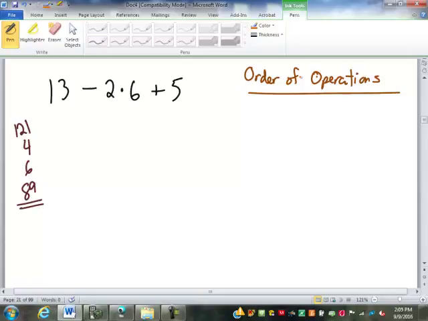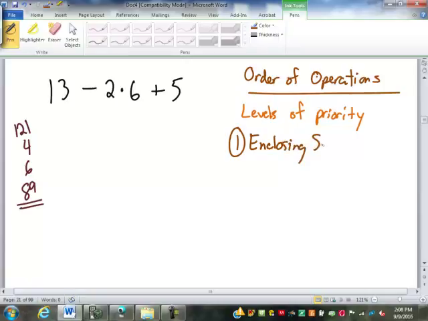You bet. Okay, so back to our order of operations. A lot of people define order of operations as a set of steps for solving a problem, and it really isn't. What it really is is just levels of priority. All that means is if there's two things that need to be done, the thing with the highest priority has to happen first. So each number in our order of operations has an operation before it, an operation after it, and the highest priority operation has to happen first. So in our levels of priority, the highest priority is enclosing symbols. Now, many of you may have just heard this as parentheses, and a parenthesis is one form of enclosing symbols, but there are some others that we're going to encounter.